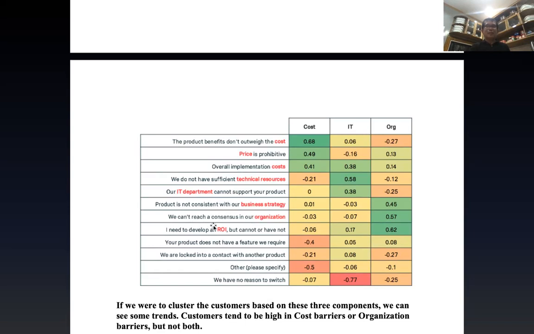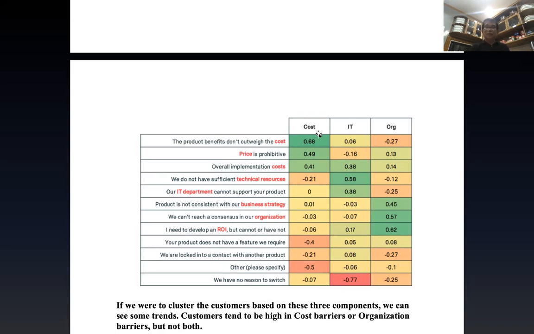Product is not consistent with our business strategy. We can't reach a consensus in our organization. I need to develop an ROI but cannot or have not. Your product does not have a feature we require. We're locked into a contract with another product. Others, please specify. We have no reason to switch.